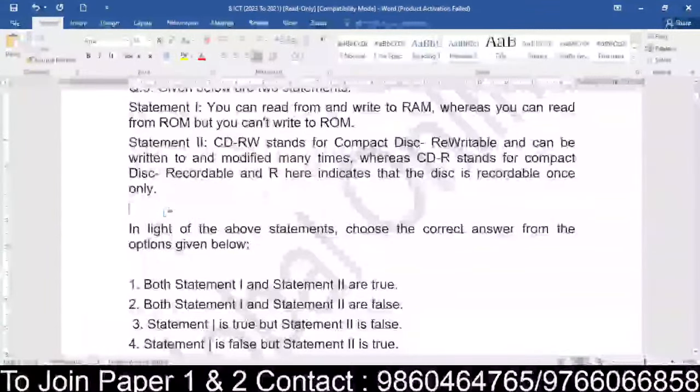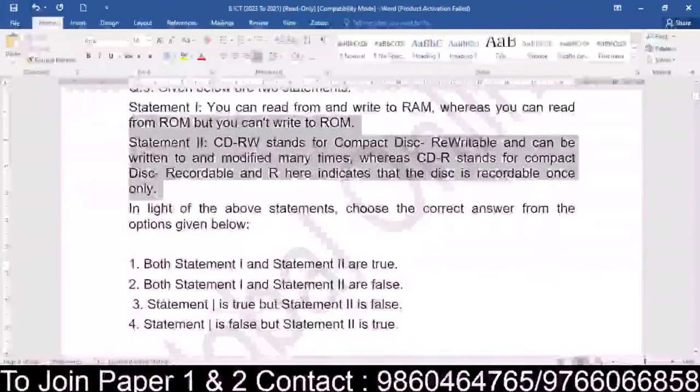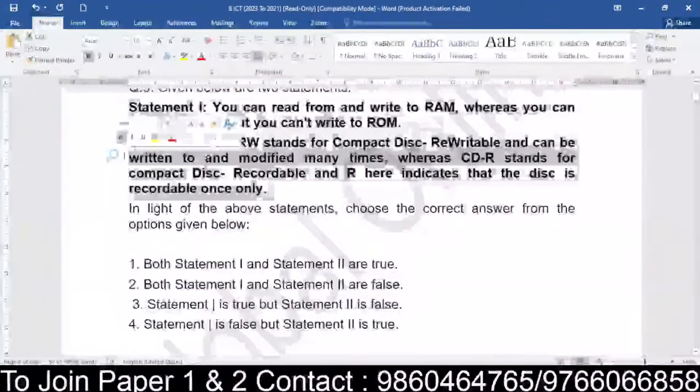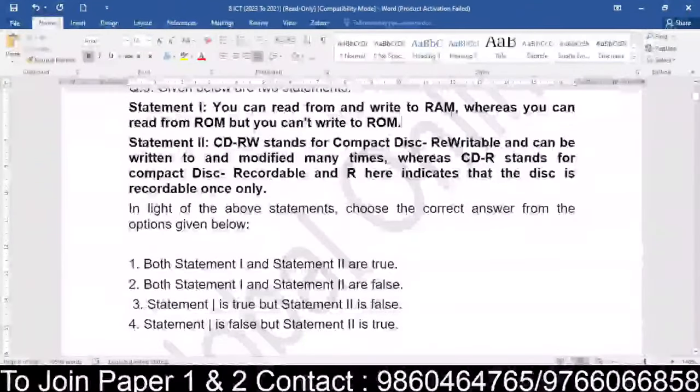We have a statement question. Statement 1 says you can read and write from RAM, whereas you can read from ROM but cannot write in ROM. So RAM is read and write and ROM is only read. Statement 2 says that CD-RW stands for compact disk rewritable and can be written and modified many times, whereas CD-R stands for compact disk recordable, and R indicates that the disk is recordable only once. With a clear concept of this, you will be able to answer this question. Let's see whether statement 1, 2, or 3 is right.